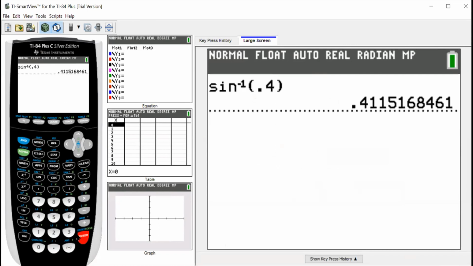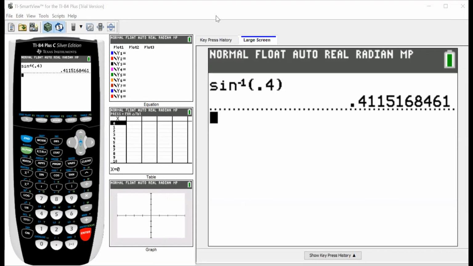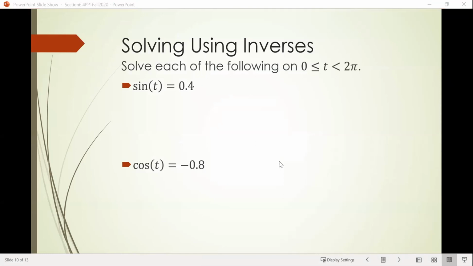And here we get 0.4115. I'm going to use 4 decimal places, which is pretty common when we're looking at radian answers as decimals. So 0.4115 will be our answer. So I'm going to go back to PowerPoint here. So using our inverse functions, we found that t equals 0.4115.